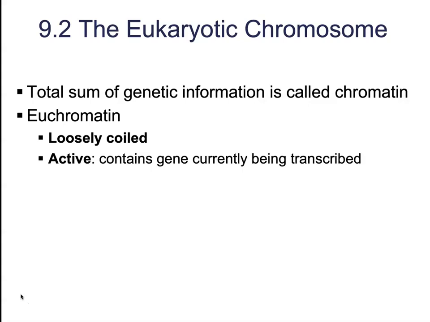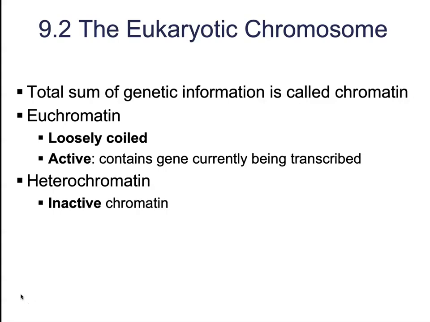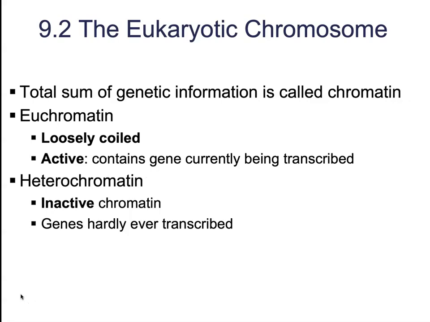This chromatin is currently active, meaning that the genes are actually being transcribed at the moment. Heterochromatin, on the other hand, is going to be different. Heterochromatin is going to be inactive, meaning that it is tight and packed away and not currently being transcribed. And I want you to consider why this is.